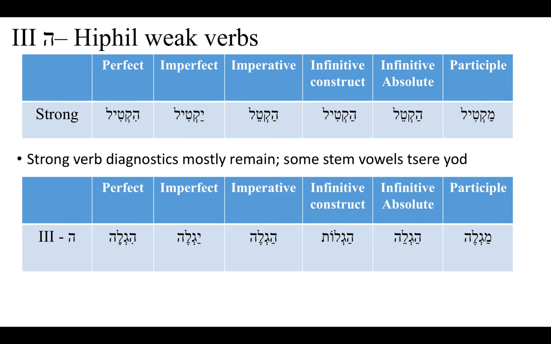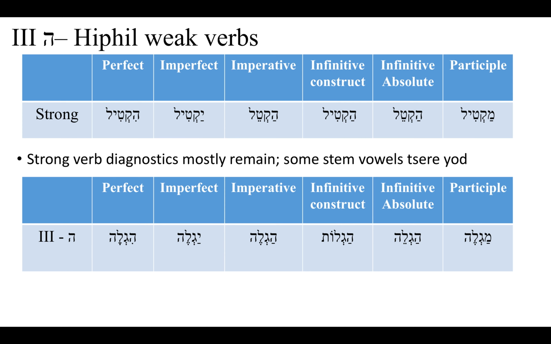Then as for third he verbs, we've already been familiar with the kinds of changes that third he verbs cause. So with these we still have the same prefix he there with the Hiphil, and we have the same prefix vowels, but then the vowels towards the end of the word close to that third he are prone to change.